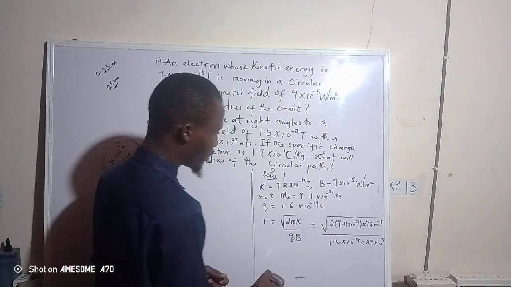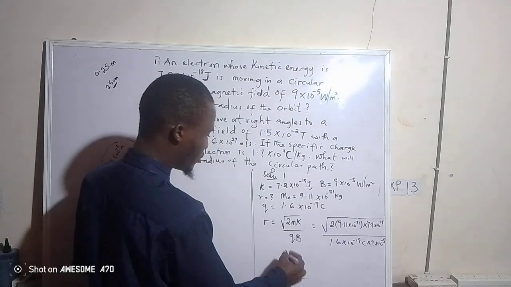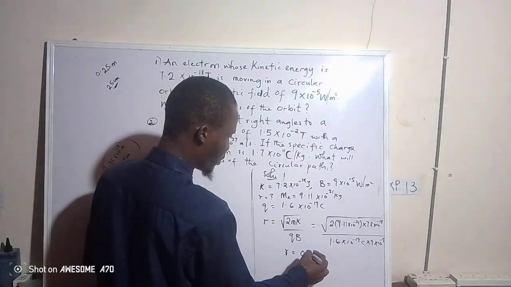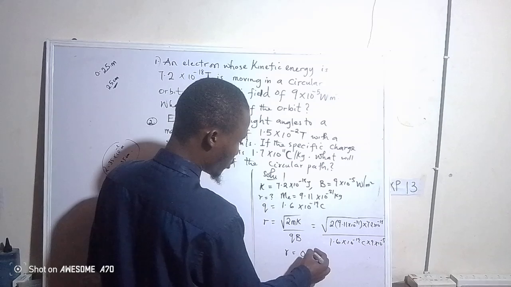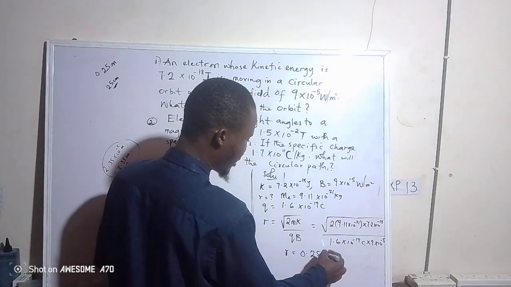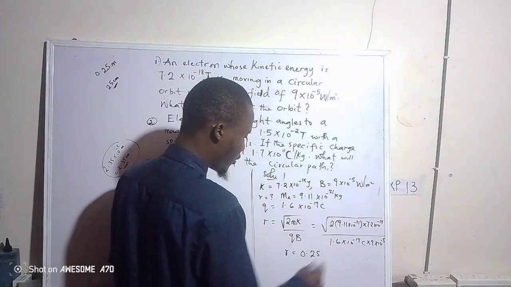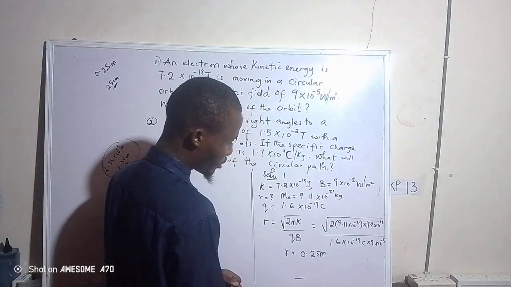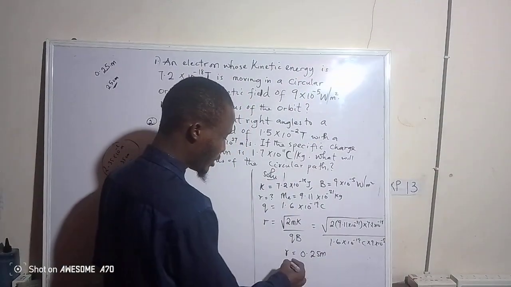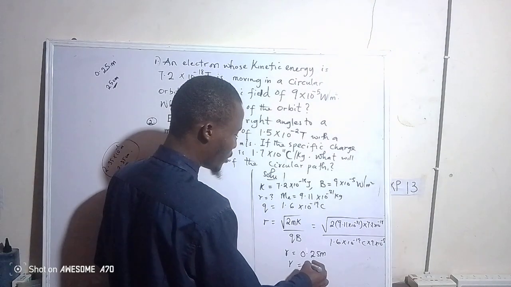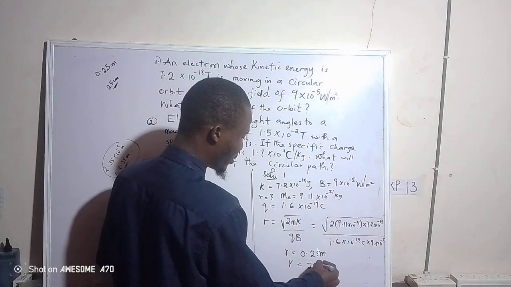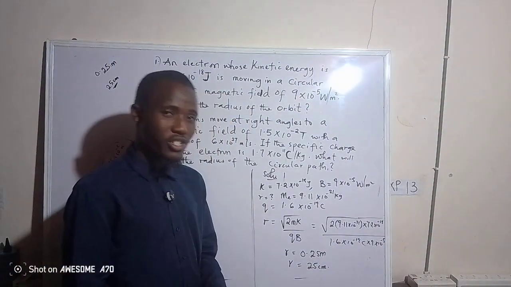When you punch your calculator for this, you should have the radius to be 0.25 meter. Then converting into centimeter, you need to multiply by 100. Then the radius of the circular path becomes 25 centimeter. I hope that is crystal clear.